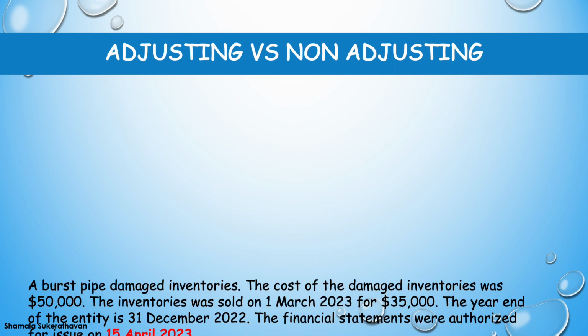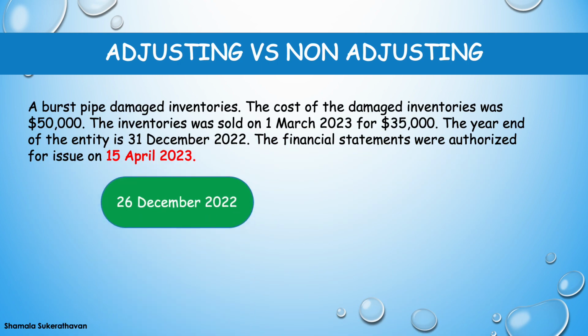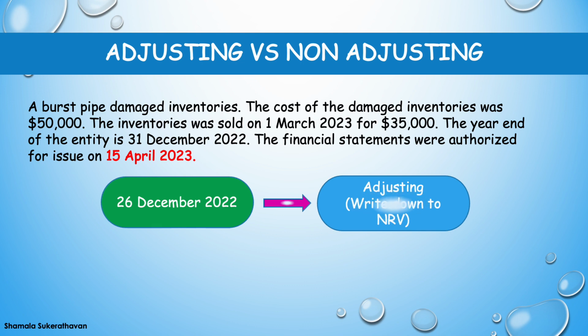In this example, assuming the burst pipe took place on 26 December 2022, prior to the year end, and the authorization date is 15 April 2023, the subsequent selling price of inventories on 1st March 2023 provides evidence of condition of inventories that existed at the end of the reporting period. Accordingly, the inventory shall be written down to its net realizable value of $35,000. Recognition and measurement of inventories was covered in Lecture Series 9.